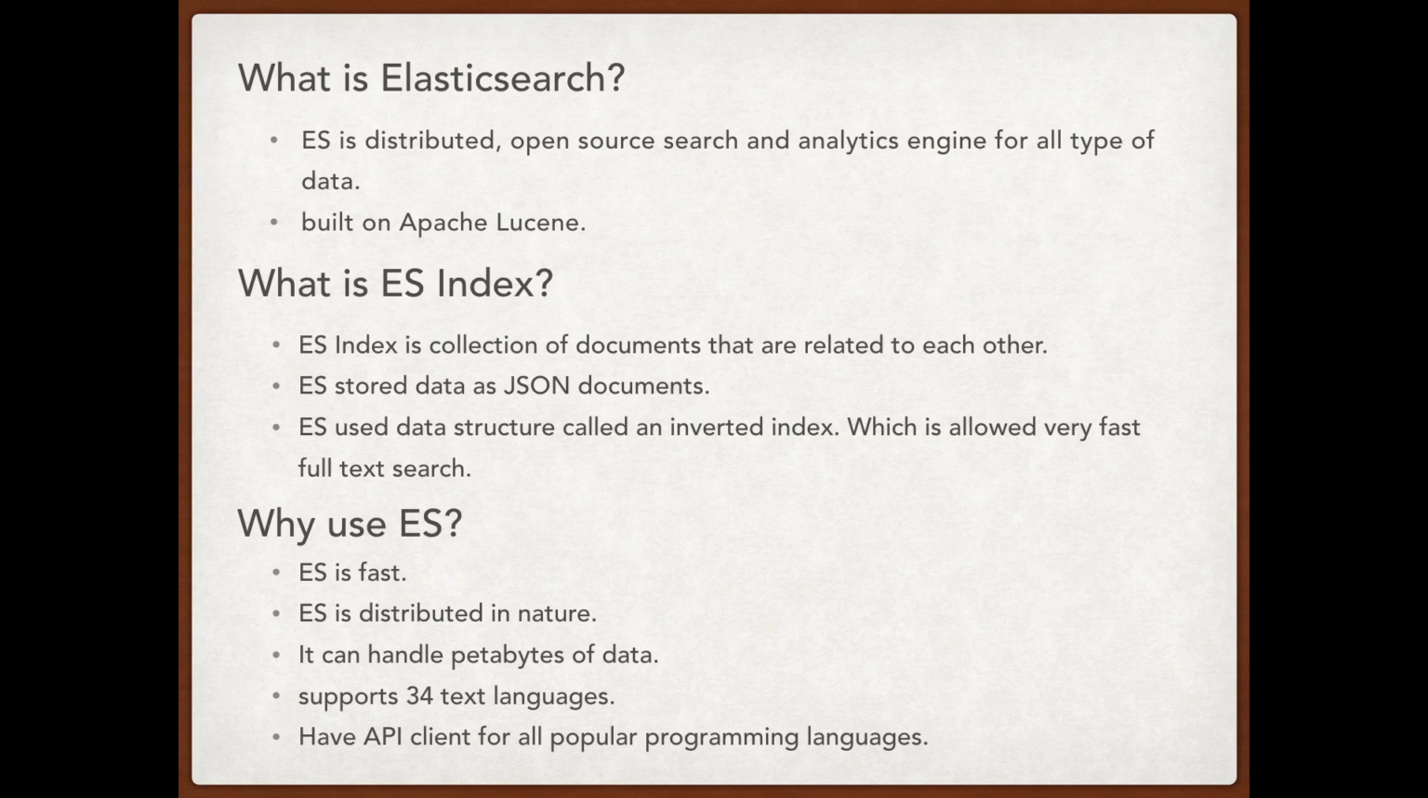Then what is an ES index? An ES index is a collection of documents that are related to each other. Like in MySQL, it's like tables. ES stores data as JSON documents. So we can easily search from ES using different kinds of ES clients. Even curl, you can use HTTP curl. So it's very easy.